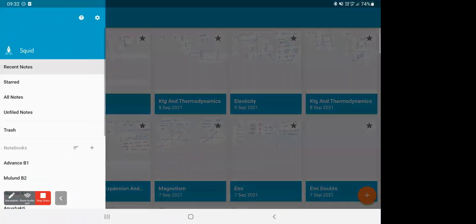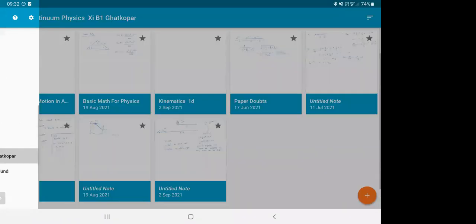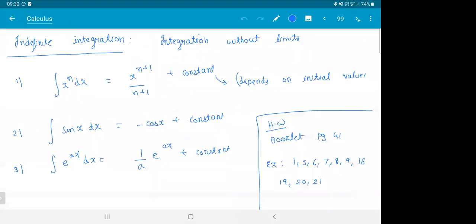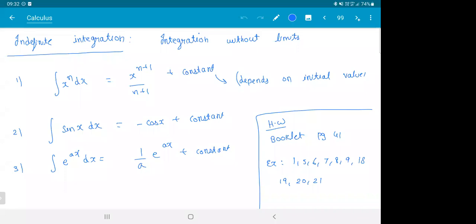Good morning, everyone. So, cams, let's start off. This was the last thing that we did, indefinite integration. Everyone, cams on. Let's start off with a problem. Let's start off with a few problems.